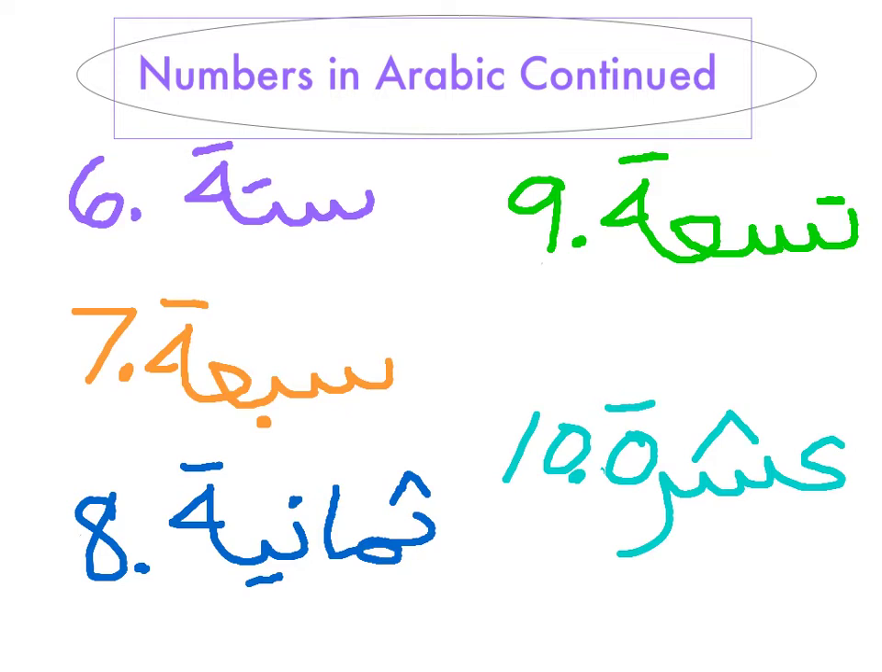Once again, numbers from 6 to 10 are ستة, سبعة, ثمانية, تسعة, and finally عشرة.